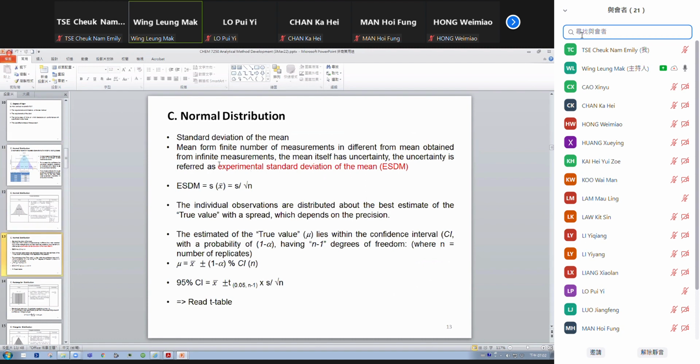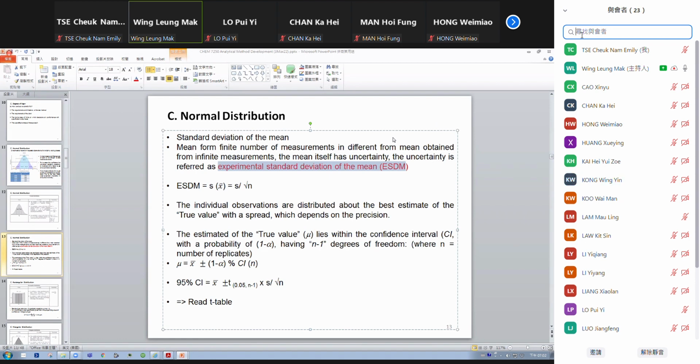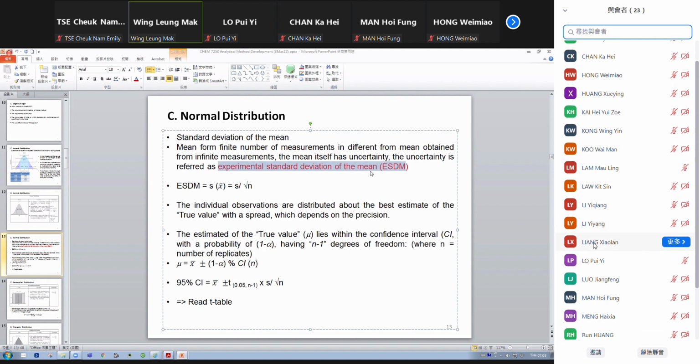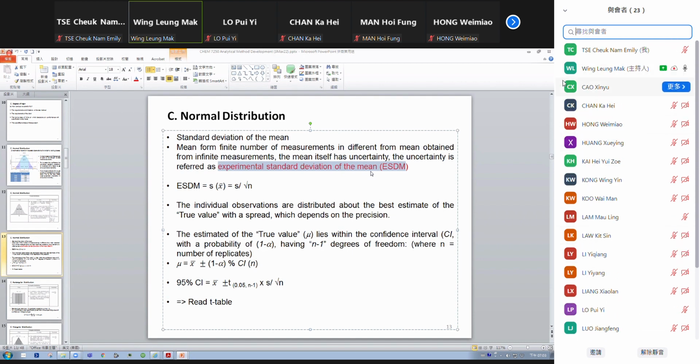And we also learned a term, the experimental standard deviation of the mean. By repeating several experiments, we will know there is a standard deviation that can be calculated from several trials, and the number of trials is n. Then we can calculate the experimental standard deviation of the mean, which is the precision standard uncertainty.